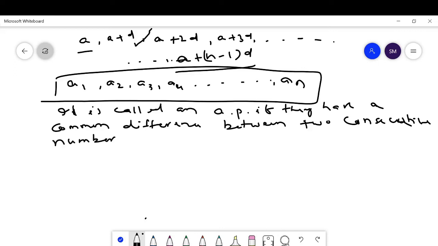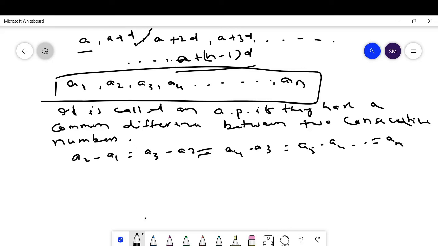Suppose A2 minus A1 is equal to A3 minus A2, which is equal to A4 minus A3, which is equal to A5 minus A4, and in this way equal to An minus An minus 1. This is the common difference, which is called D.